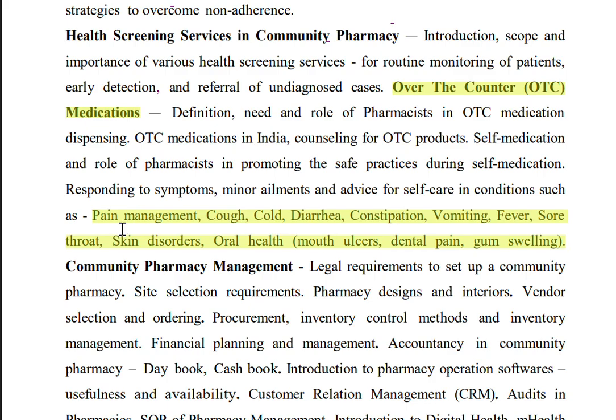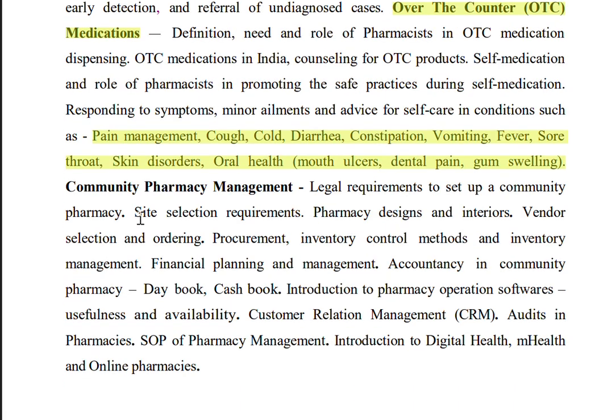For example, in pain management we can give diclofenac. For cough, we can give dextromethorphan. For cold, we can give cetirizine. In diarrhea, we can give loperamide. For vomiting, we can give ondansetron, like that. You have to know what OTC drugs are available for these conditions only. Most of the questions are asked within this region only. So you have to focus on community pharmacy management.